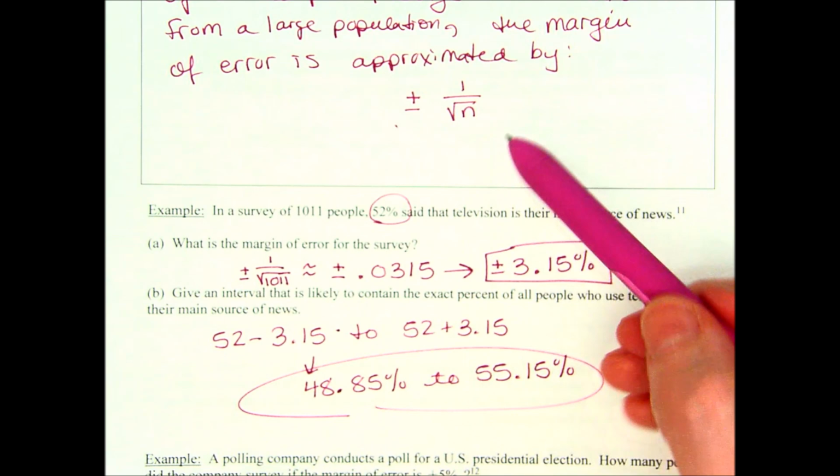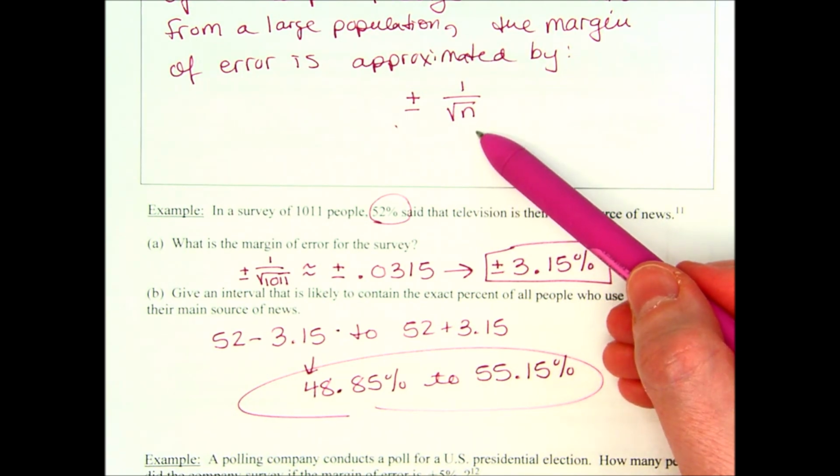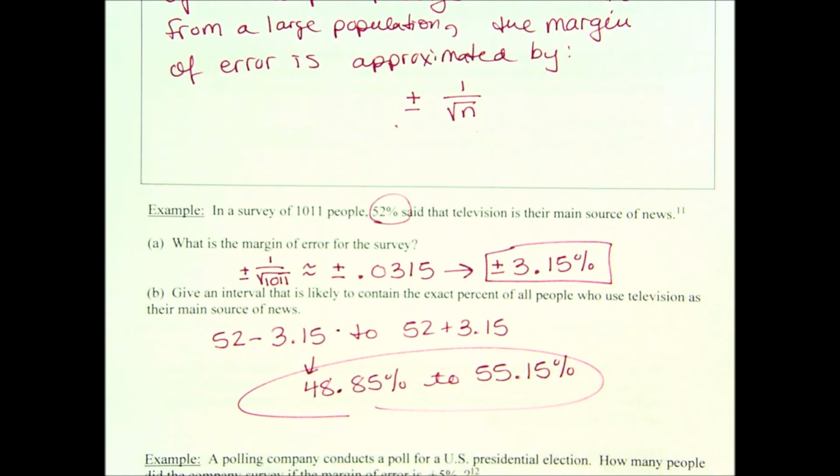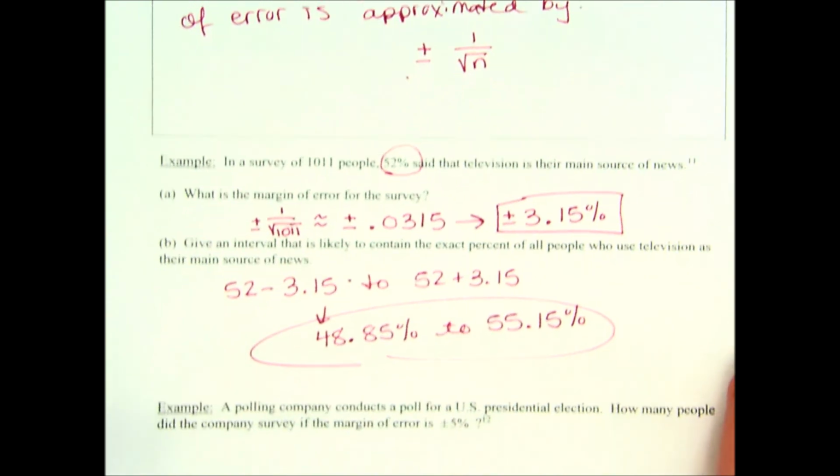The bigger the n, the bigger the number of people you survey, the smaller your margin of error will be, which should make sense. The more people you ask, the better data you're going to collect. One last problem we're going to look at here.